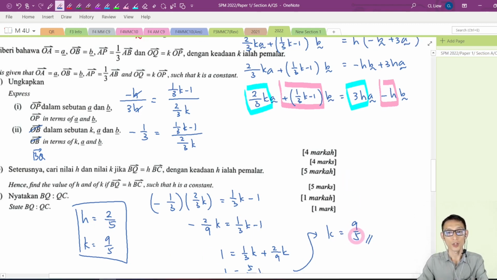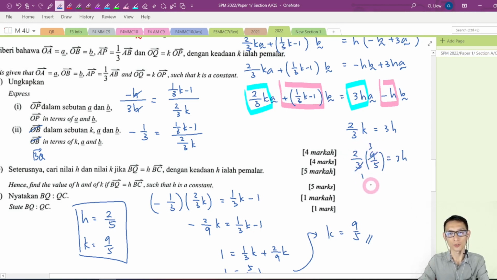After you got the value of K, you can just compare both sides like what we did just now to help you to get the value of H. This compared with this one, 2 over 3K is equal to 3H. And we got the K, which is 9 over 5. It's equal to 3H. So here, just divided by 3, divided by 3. 2 over 3 times 9 over 5 will give you 6 over 5. And times 1 over 3 is equal to H. H is equal to, divided by 3, divided by 3, you will get 2 over 5. So this is the second method to help us to solve this type of question.